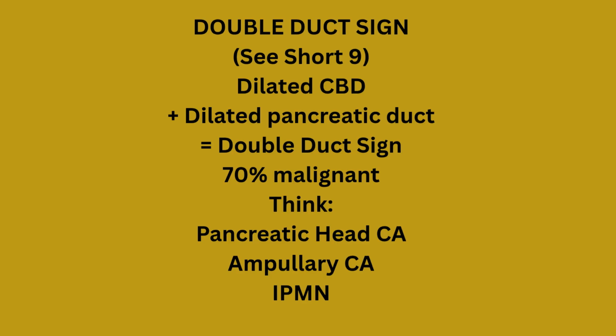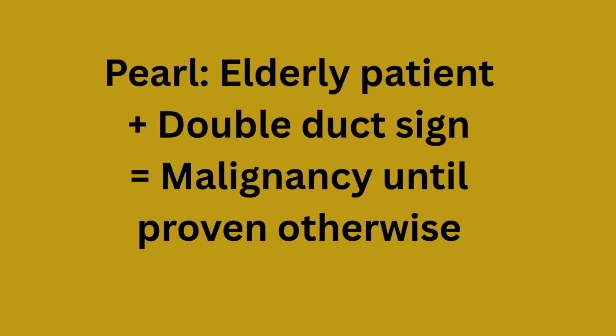Double duct sign. Dilated CBD and dilated pancreatic duct simultaneously. 70% malignant. In elderly patients, think malignancy until proven otherwise. Think pancreatic head carcinoma, ampullary carcinoma, or IPMN. For details, see Short 9.